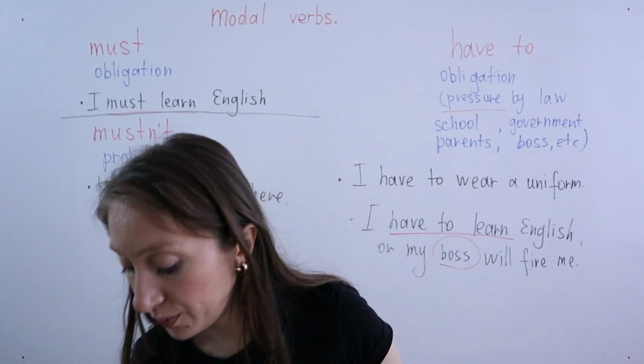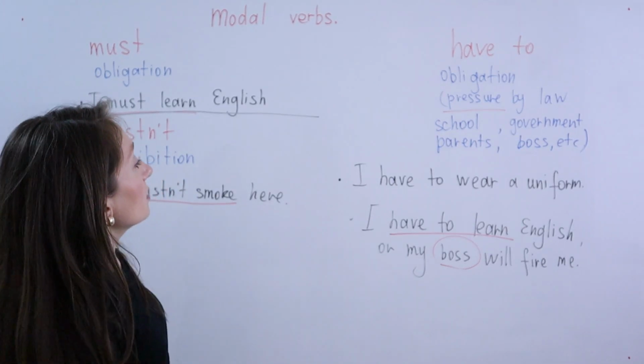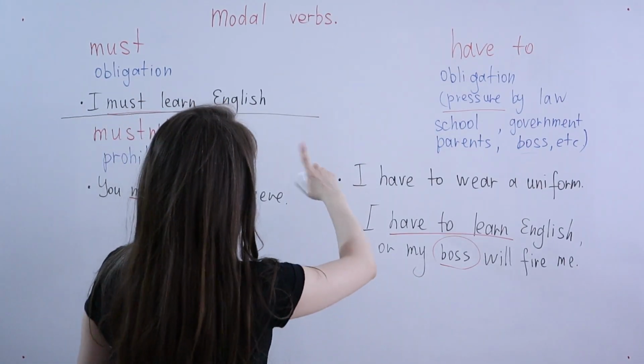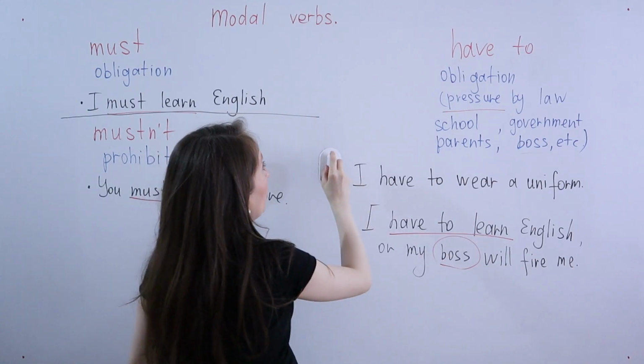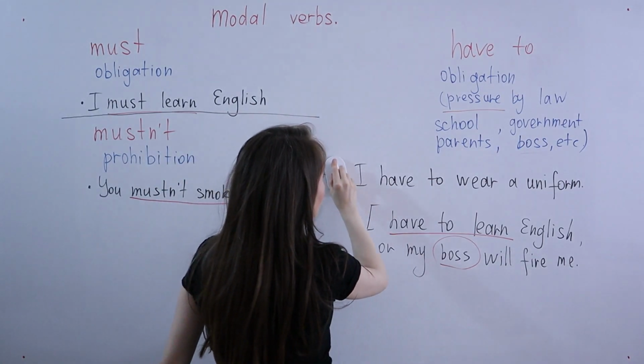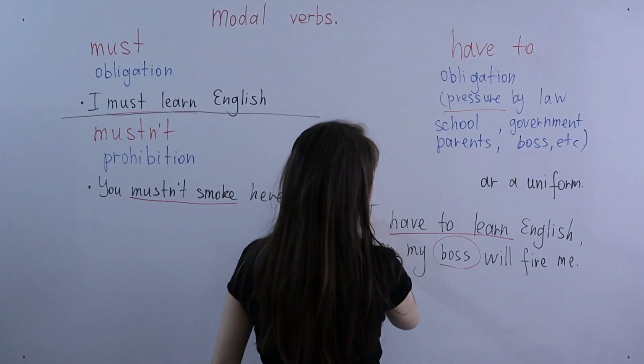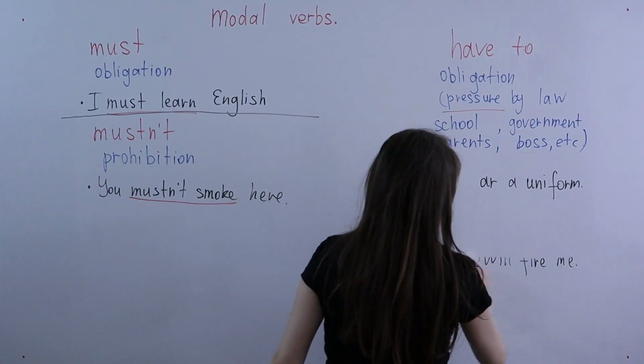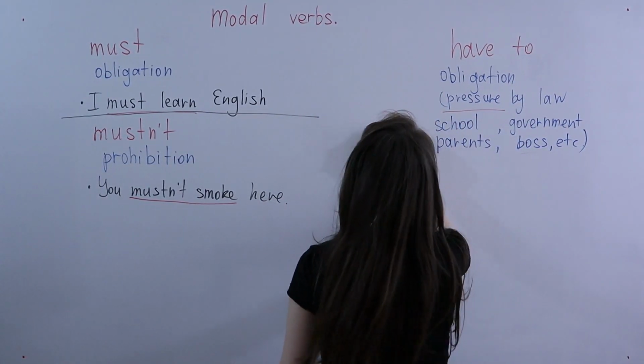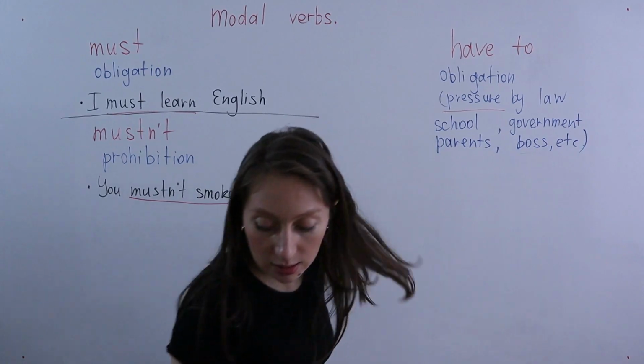You mustn't smoke. Now let's talk about the negative form of the verb have to. So I will clean this and like that.